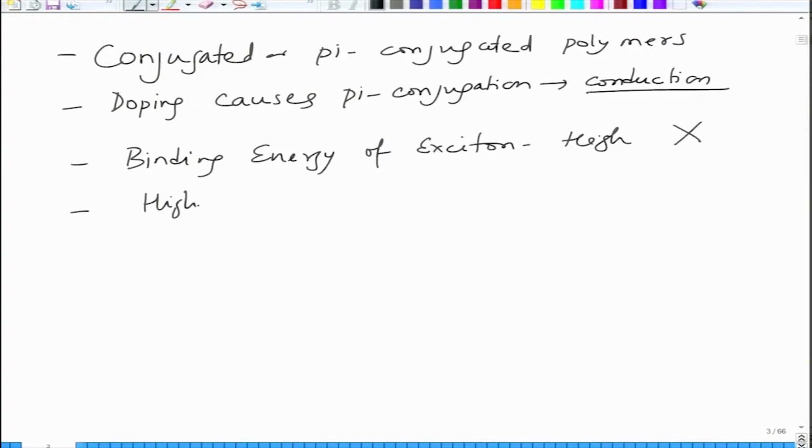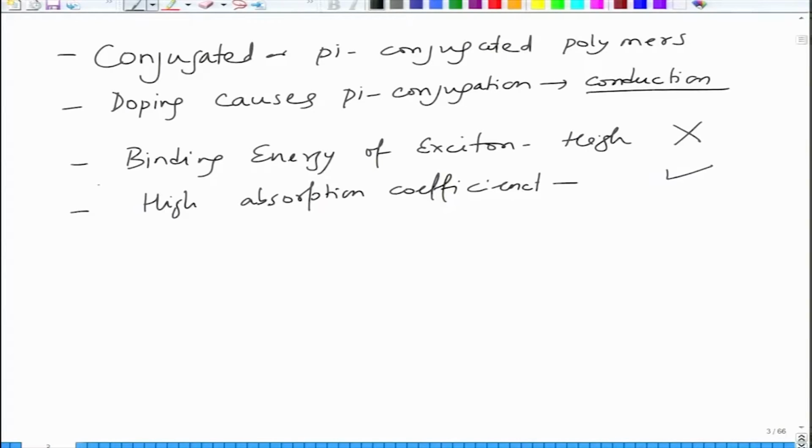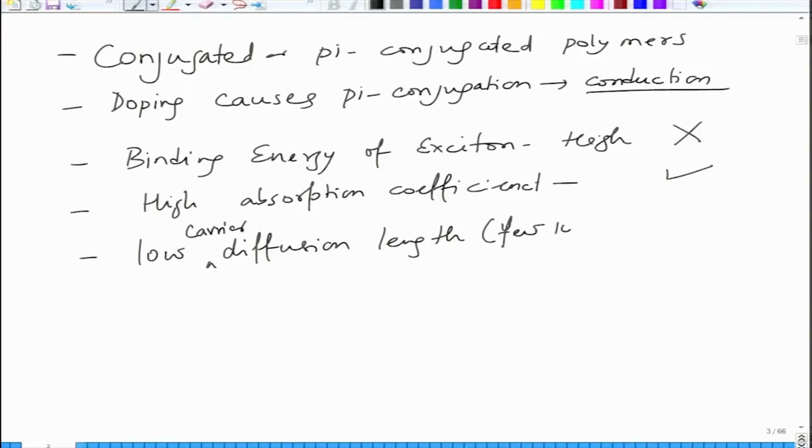They have high absorption coefficient because they are nearly direct band gap semiconductors. Since they are amorphous in nature or semi-crystalline in nature, they tend to have band structure which makes them almost like a direct band gap semiconductor. They have high absorption coefficient, and they also have another problem, that they have low carrier diffusion lengths. This is of the order of few tens of nanometer, and this is also a problem.